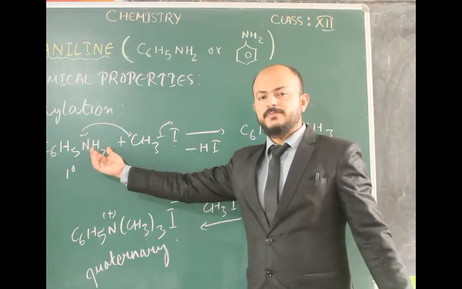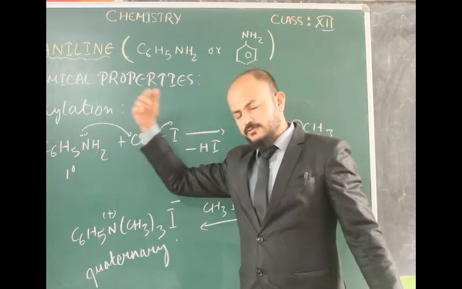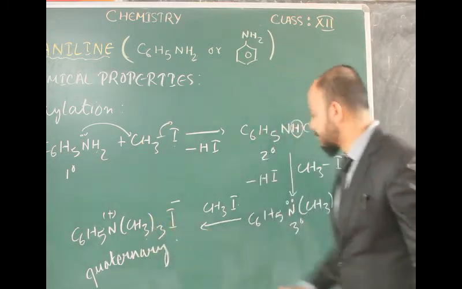All the hydrogens will be replaced by alkyl groups, and one more. Since it contains a lone pair, this lone pair will also react with alkyl chloride or iodide to give you a quaternary salt. You have to remember this reaction.